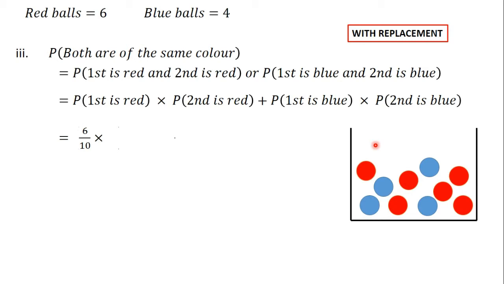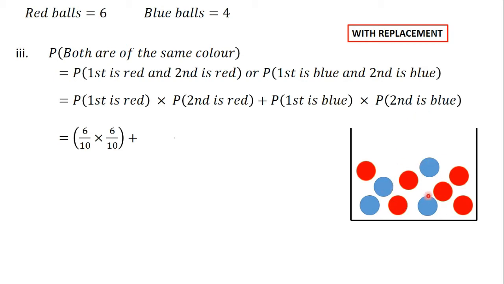Before we start selecting the second red ball, we still have 6 red balls in the bag and a total of 10 balls. So the probability is still 6 divided by 10, because it's going to give us the number of red balls, which is 6, divided by the total number of balls, which is 10. So this is for the first case, that is the probability that the first is red and the probability that the second is red. We have the addition sign here, so you bring it. Let's focus on the probability that the first is blue and the probability that the second is blue.